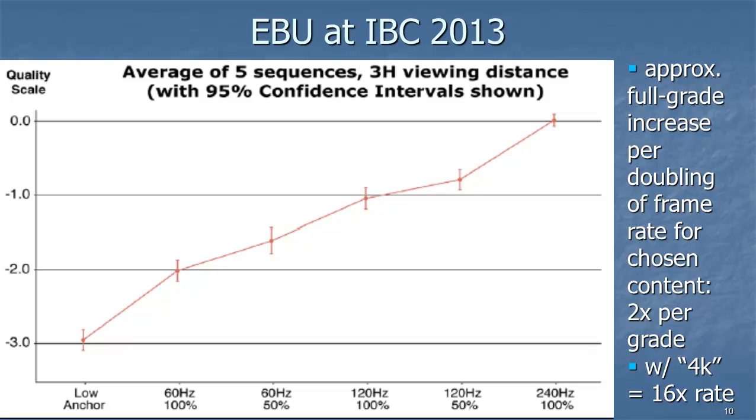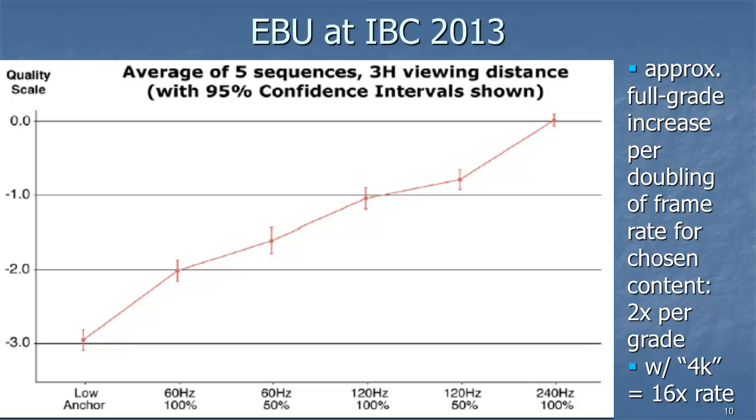So here's that same European Broadcasting Union, this time at the International Broadcasting Convention in Amsterdam in September, and now they were revealing the results of their viewer tests for higher frame rate. And what they find is going either from 60 frames per second to 120 or going from 120 to 240 is a full grade of difference. So we're doubling the frame rate for a full grade. What is the bang for the buck here? We have 2 times per grade.